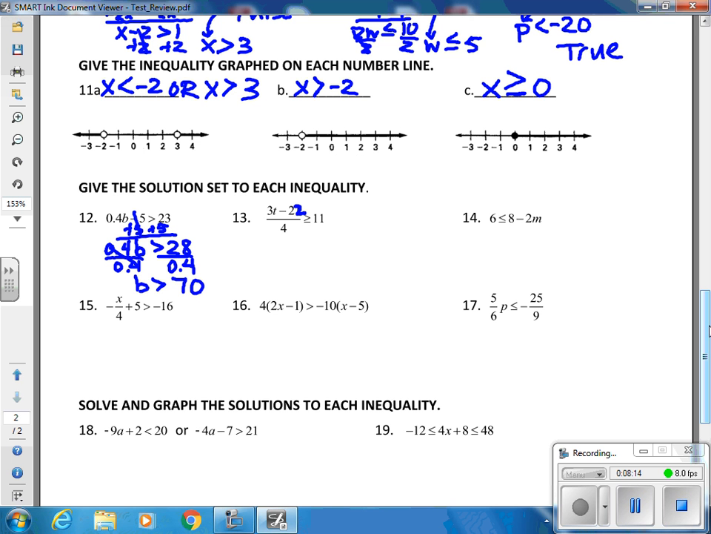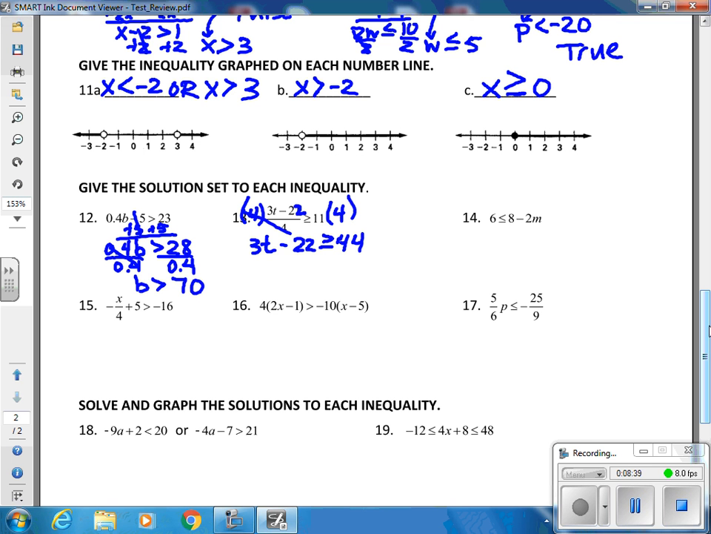All right, for number 13, this is a fraction, so we want to get rid of the 4 first. So we're going to multiply both sides by 4. And that frees the top up. So now we've got 3t minus 22 equals 44. Okay, now you're at the two-step part. Oops, sorry, that's not an equal sign. This is what you got to watch out for. We're so used to doing equations that now you have to use those inequality signs.